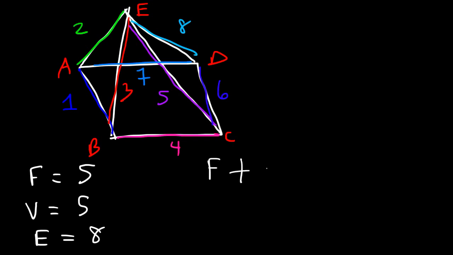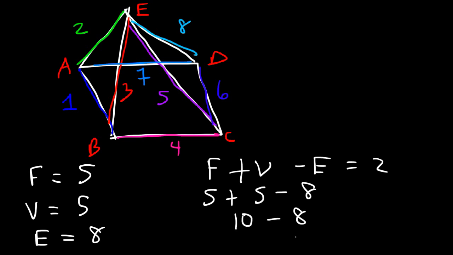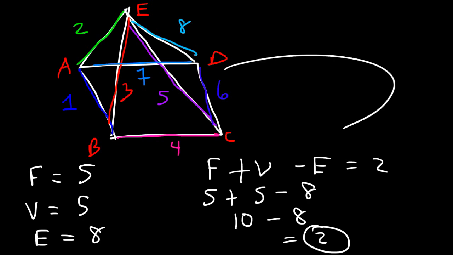So the faces plus the vertices minus the edges has to equal 2. So F is 5, V is 5, and E is 8. 5 plus 5 is 10. 10 minus 8 is 2. So this is another figure that works in harmony with Euler's formula.